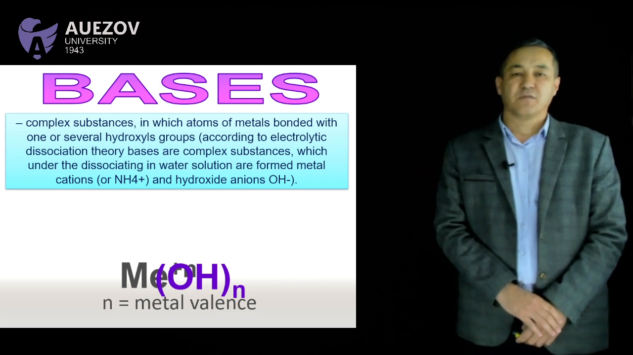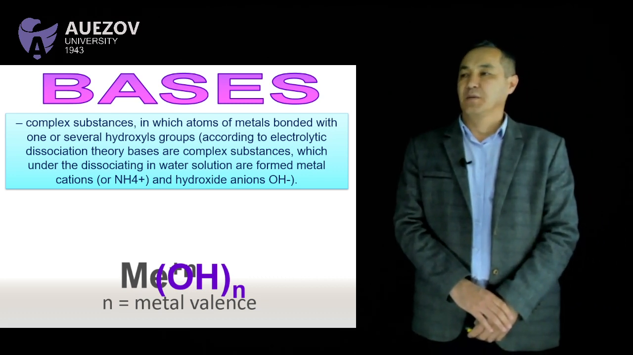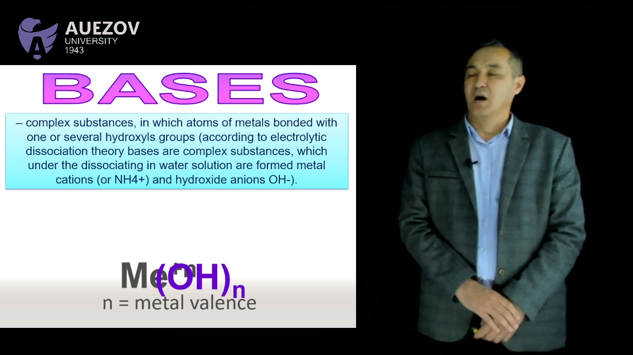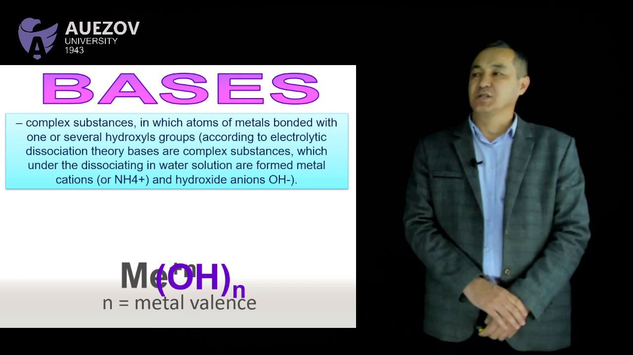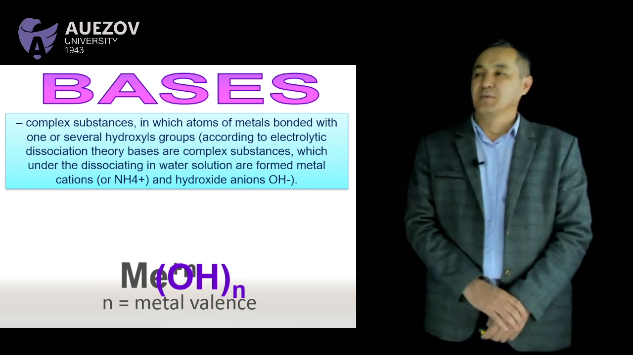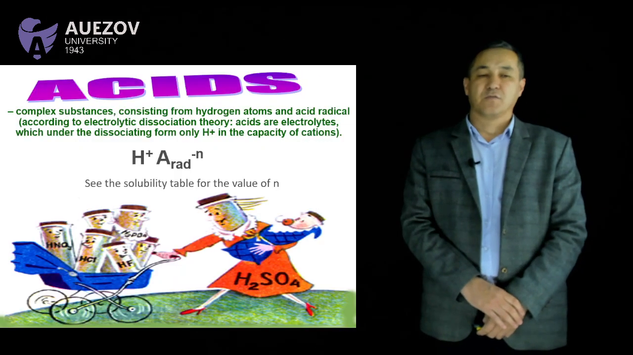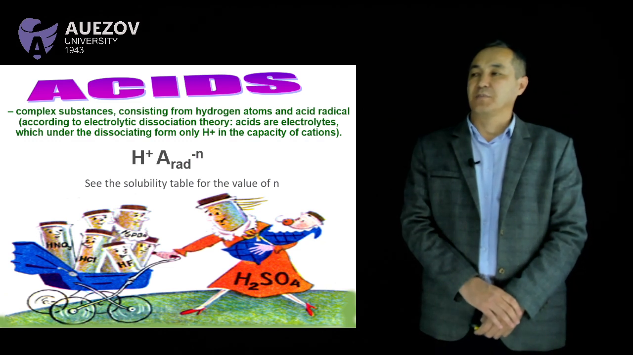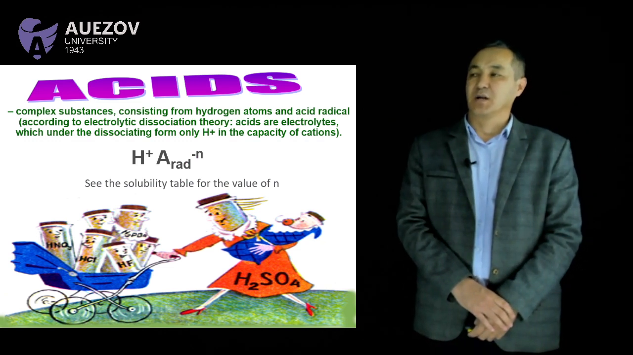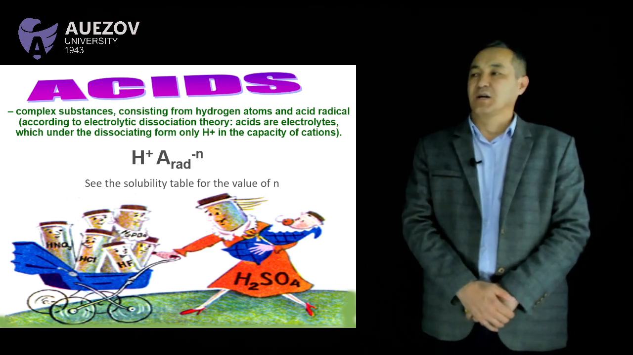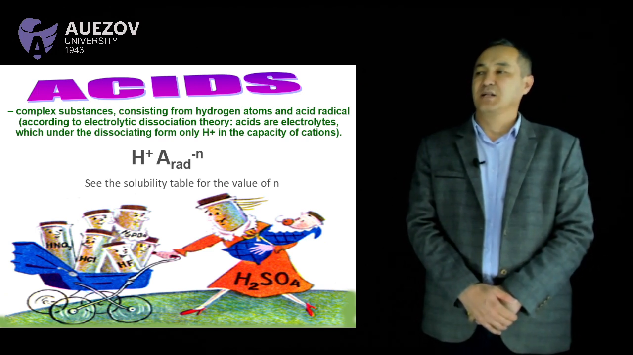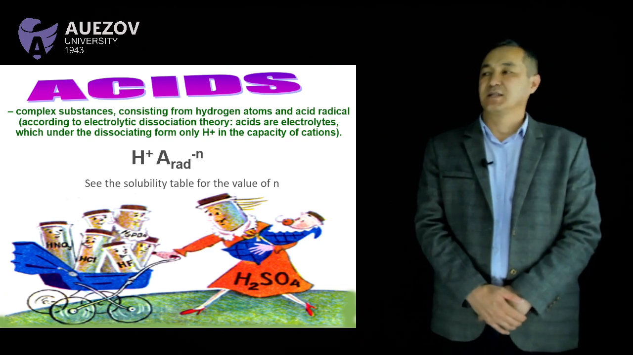Bases, the second type of chemical compounds, are bases. Bases are complex substances in which atoms of metals are combined with hydroxy groups. And the third type of chemical compounds are acids. Acids consist of hydrogen atoms and acid radicals.